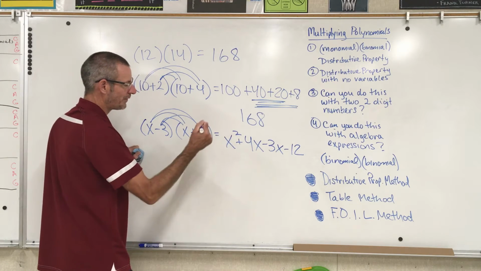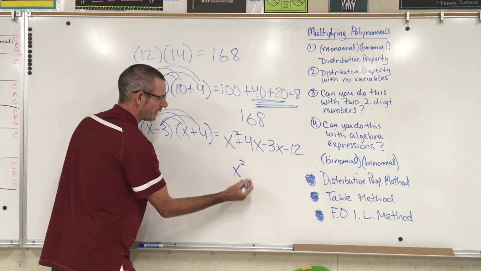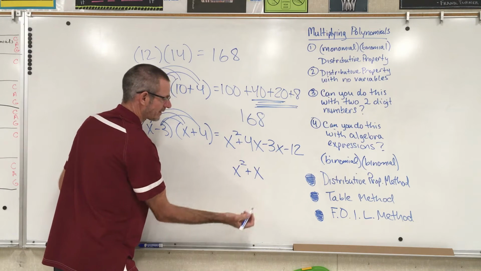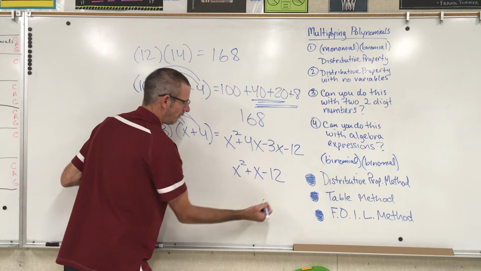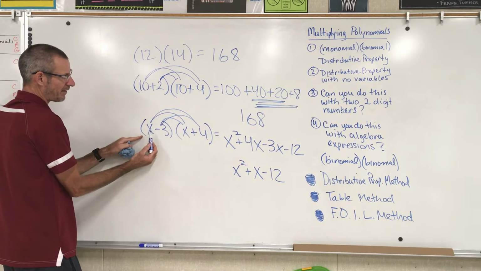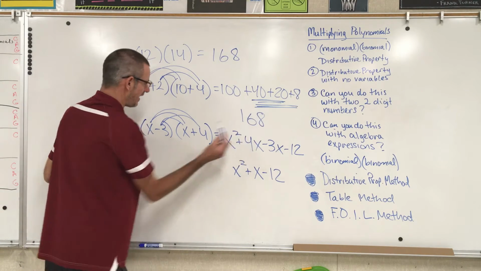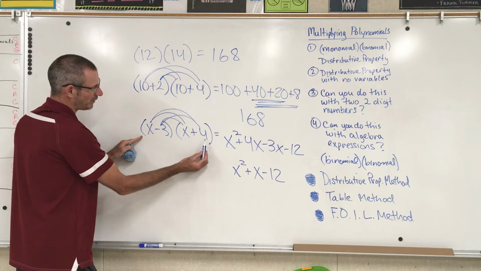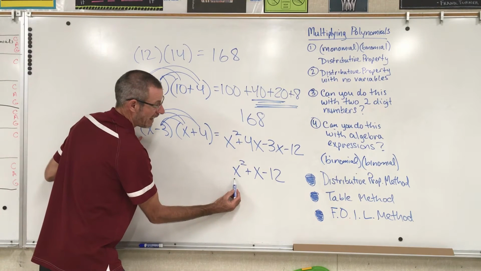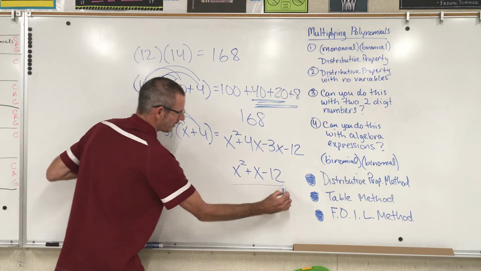Same variable with the same exponent, a 1. So I have x squared plus 1x minus 12. So when I multiply these two binomials together, I don't just get a numerical answer like I did with 168. When I multiply these two binomials together, I get a second degree trinomial for my answer.